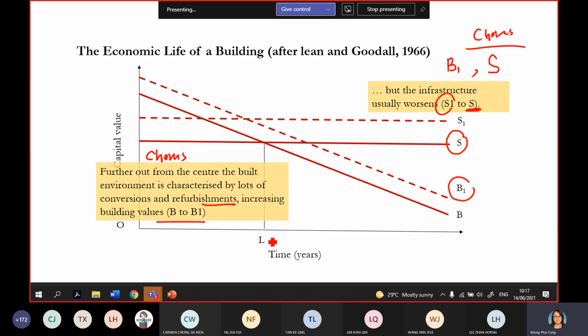So initially 10 years, B1, S, this one. Okay. This is B1, this is S. So this is the intersection. So normally in Cheras, further away from the center, the economic life normally will be lengthened a bit, longer a bit, maybe here 15. So here, the economic life normally tends to be 15 years, theoretically.